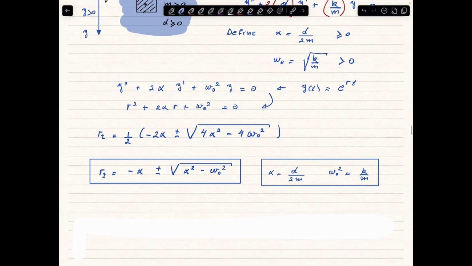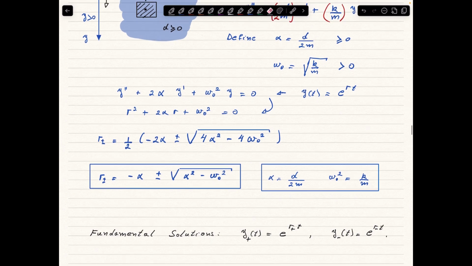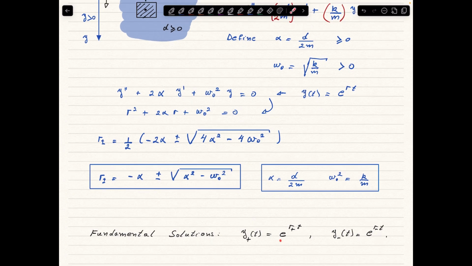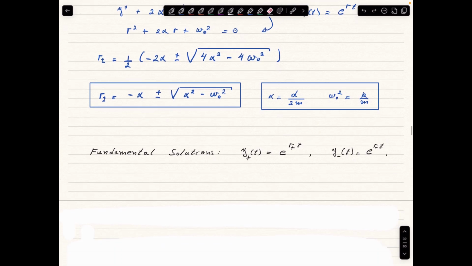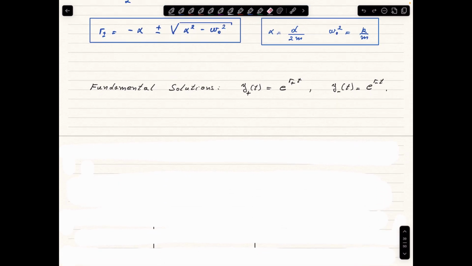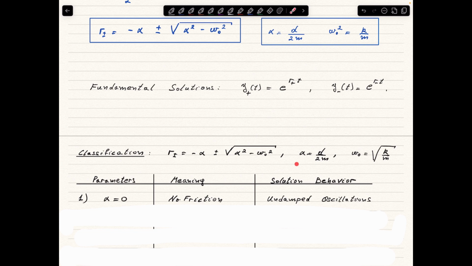with those roots, r plus and r minus, we can write the fundamental solutions for the spring, which are given by exponential of the root with the plus, and then exponential of the root with the minus. Now we have the perfect notation to introduce the classification of the solutions of the mass spring system. So we have our roots written in the way we wanted, in terms of the coefficients alpha and omega. Omega is related to the spring constant, alpha to the friction coefficient. The classification is based on the friction coefficient.